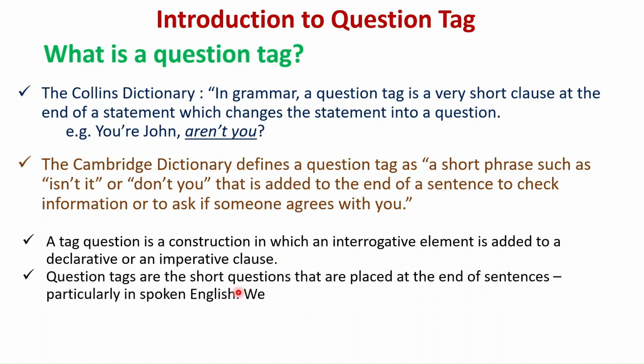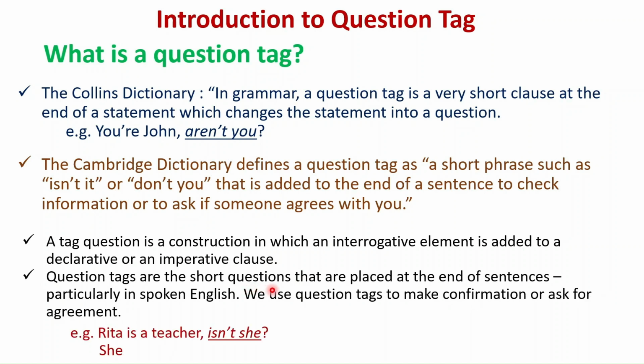They are short questions because the limit is only two words. Question tags are particularly used in spoken English. They are features of spoken English. We can see them in written dialogues as well. We use question tags to make confirmation or to ask for agreement. For example, Rita is a teacher, isn't she? She lives in Bharatpur, doesn't she? These two underlined parts are question tags.